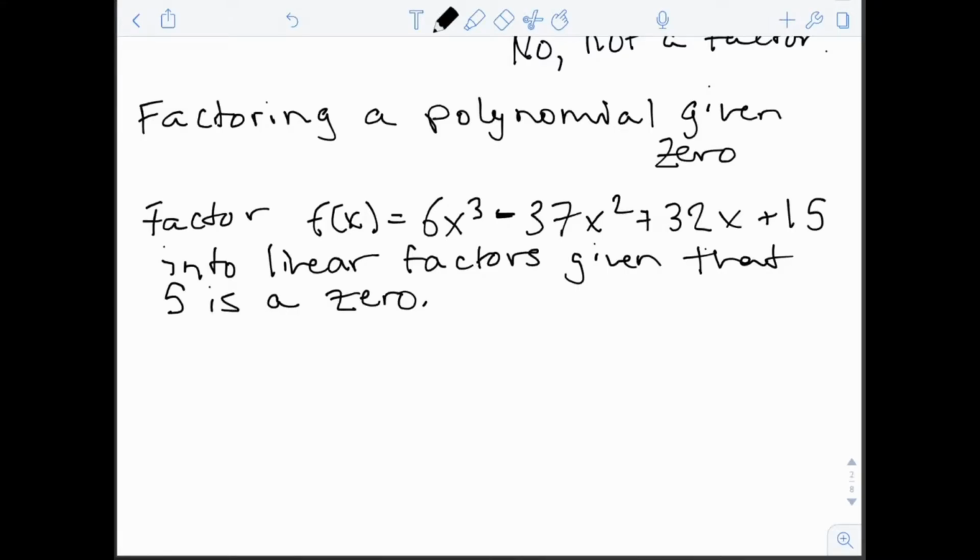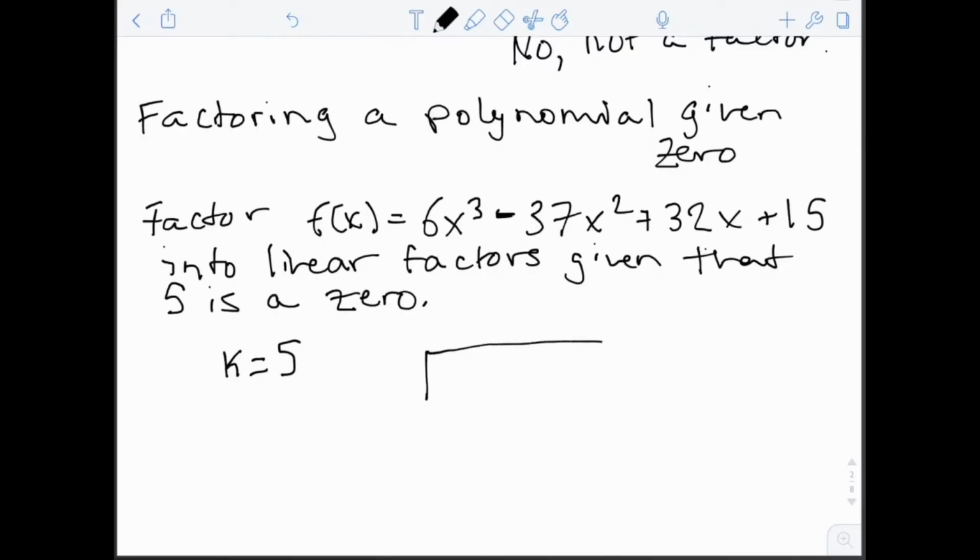For this one, what we're going to want to do is go ahead and set up some synthetic division and then figure out what our quotient is. So let's go ahead and set up our synthetic division here. We know that k, since 5 is a 0, is going to be equal to 5.